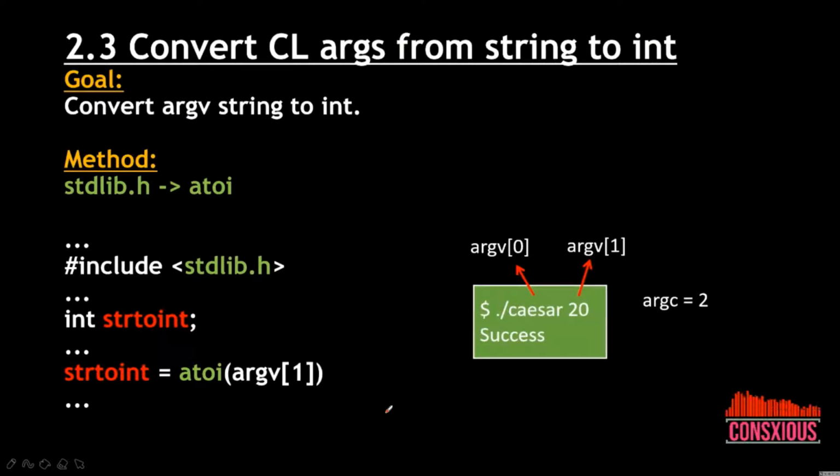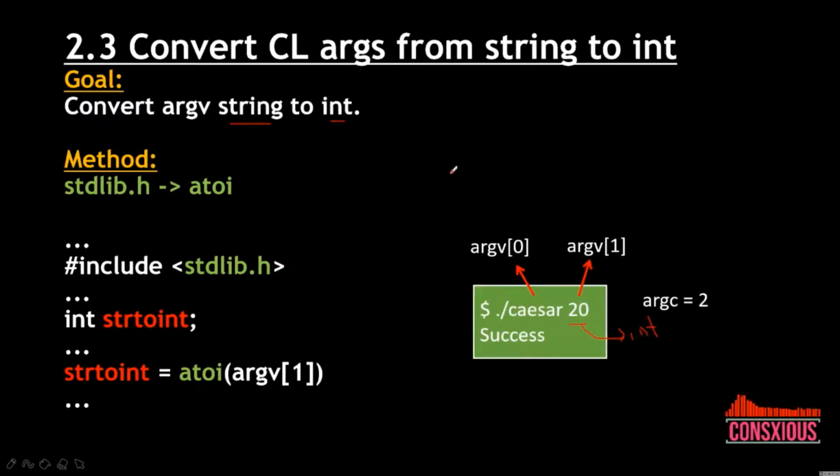So for 2.3, we have to convert the command line arguments from strings to integers. Our goal is to convert the string to an integer. As I mentioned here, the argument vector is actually an array of strings. So we have to convert the string. For example, this is a string, and we have to convert it into an integer.